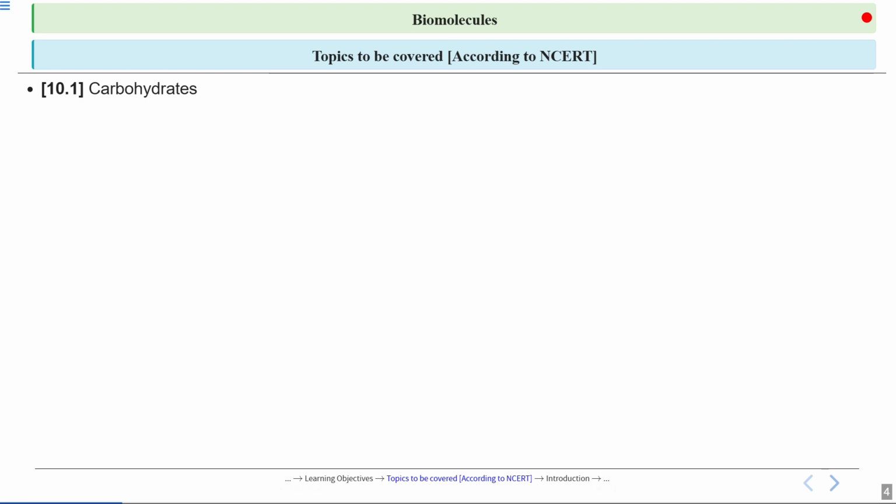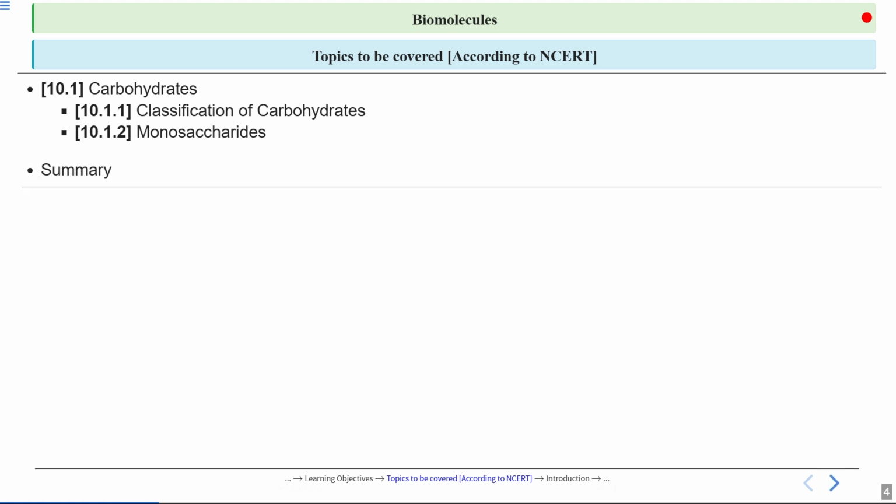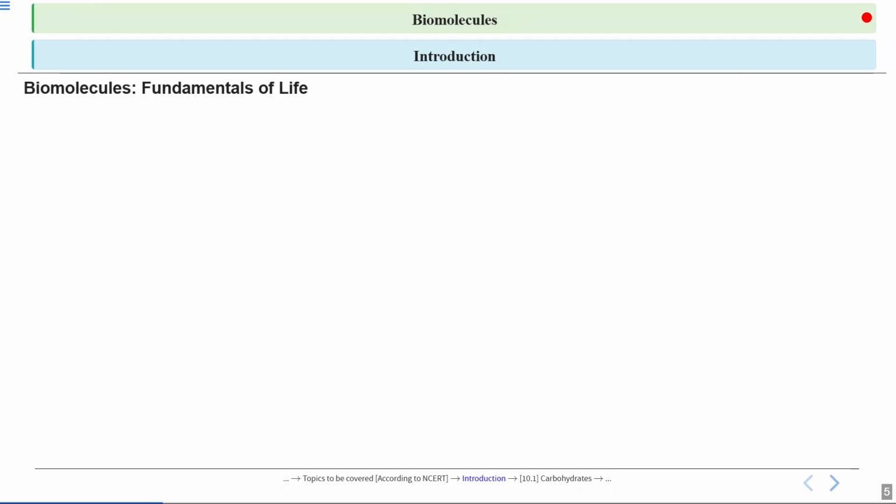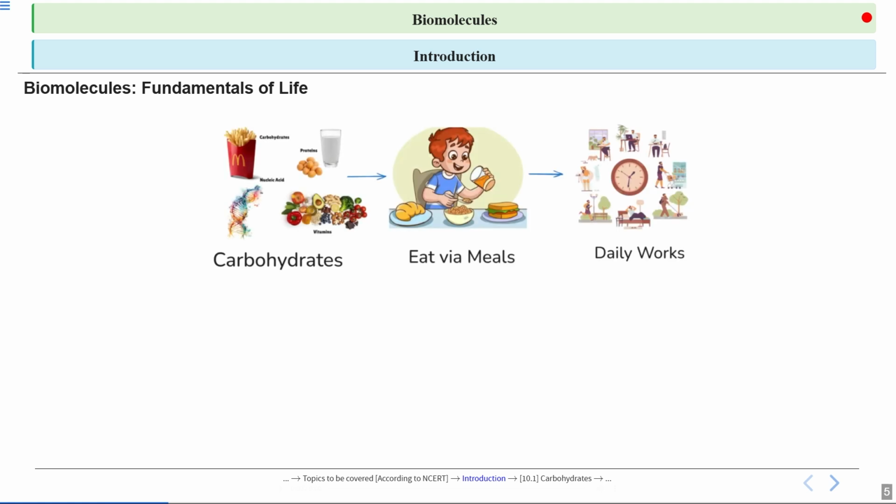Now for your reference, I have mapped the NCERT sections which we are going to cover today. So we will be covering 10.1 Carbohydrates, 10.1.1 Classification of carbohydrates, 10.1.2 Monosaccharides. Last, we will summarize. Okay, so let's start biomolecules, fundamentals of life.